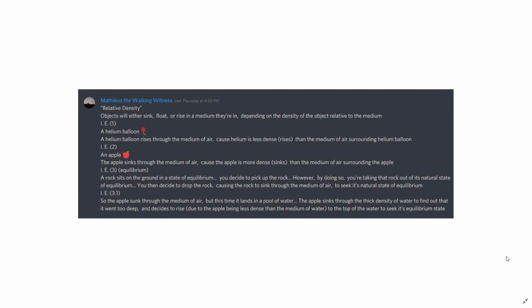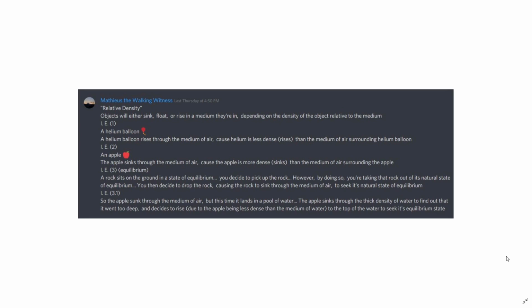So, as a representative of the typical explanation of relative density as the force that makes things fall, I'll use this quote from Matthias the Walking Witness. I'll read it to you.